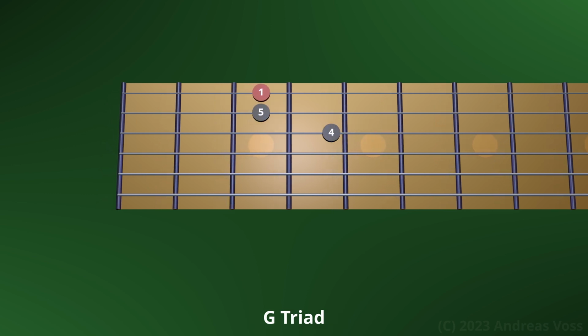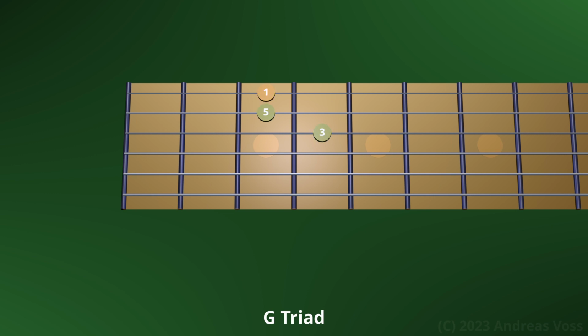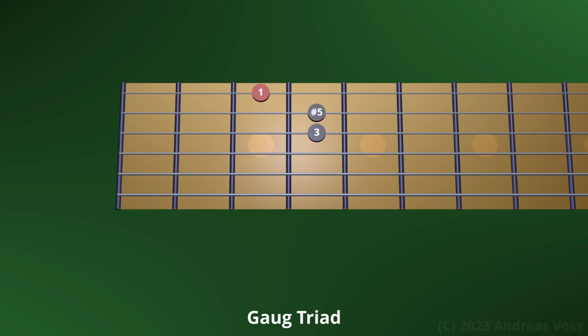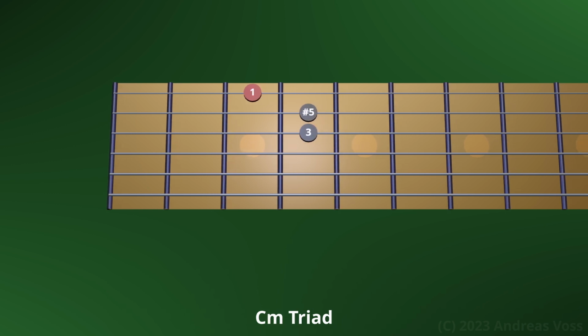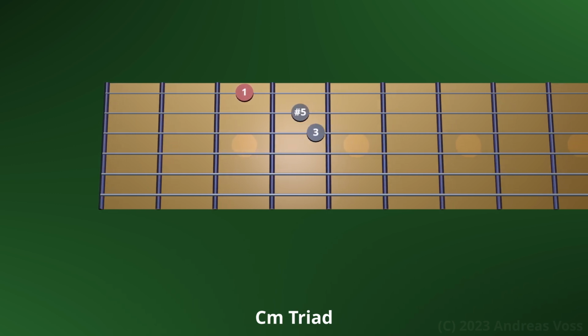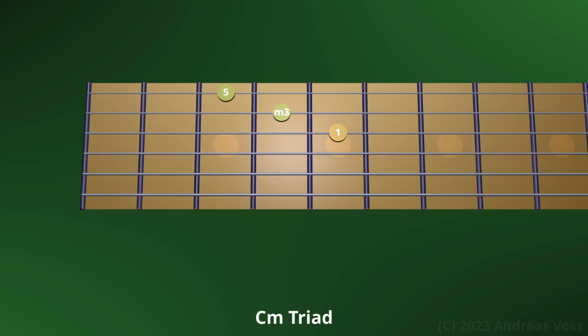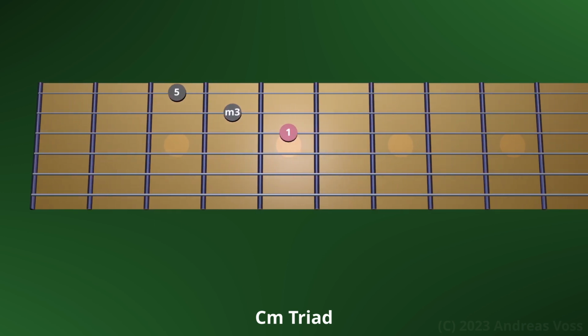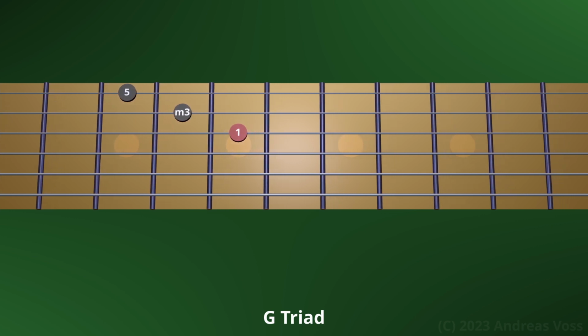Back to the major triad. And finally we have the augmented triad, less common, but you should know it when needed. The G augmented triad nicely resolves into C minor. Let's move on to the next inversion.